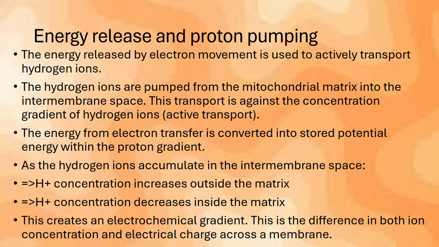The energy released by electron movement is used to actively transport hydrogen ions. The hydrogen ions are pumped from the mitochondrial matrix into the intermembrane space. This transport is against the concentration gradient of the hydrogen ions. The energy from electron transfer is converted into stored potential energy within the proton gradient. As the hydrogen ions accumulate in the intermembrane space, the H+ concentration increases outside the matrix while the H+ concentration decreases inside the matrix. This creates an electrochemical gradient, which is the difference in both ion concentration and electrical charge across a membrane.